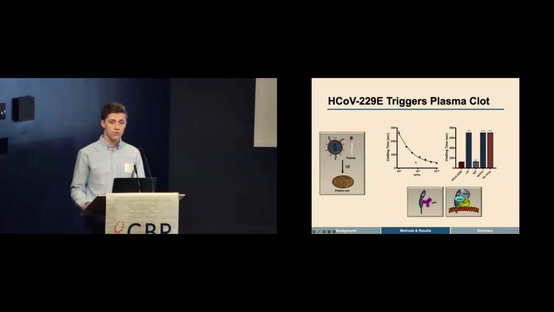So HCoV-229E can trigger a plasma clot. And again, using monoclonal anti-tissue factor as well as NAPc2, these are both able to prevent that clot from forming. So no clot forms past the cutoff of our assay of 700 seconds.